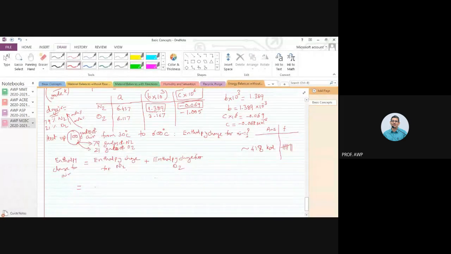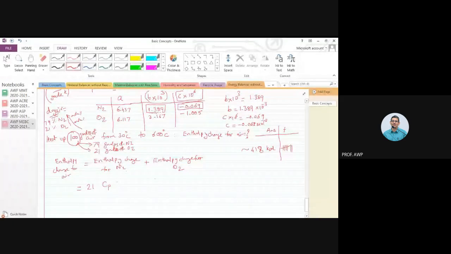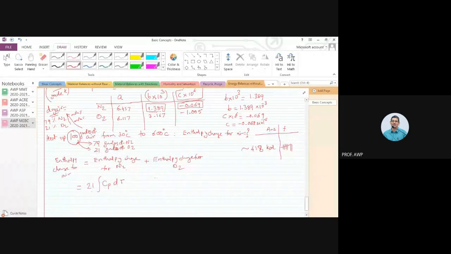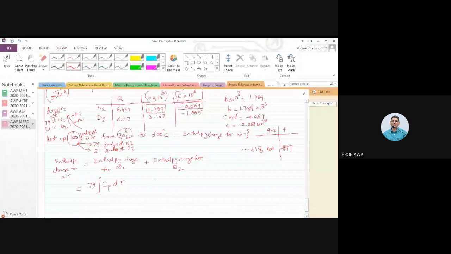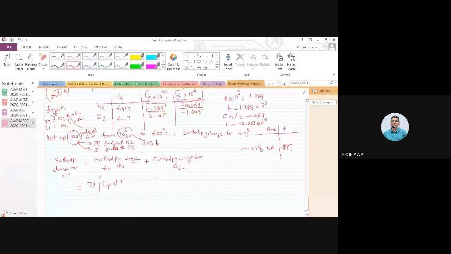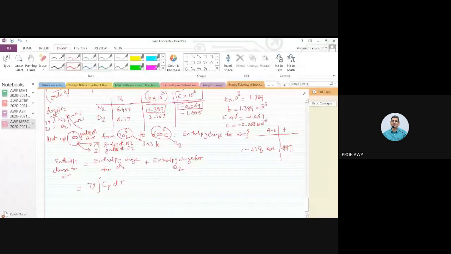Right, so enthalpy change for nitrogen would be 21 multiplied by Cp. Now Cp just happens to be a function of temperature, so we'll just have to integrate. Sorry, nitrogen: 79 into Cp into the change of temperature, and we'll integrate from 30 degrees centigrade. So 30 degrees centigrade, we are converting it to Kelvin. That would be 303 Kelvin, and 600 degrees centigrade would become 873 Kelvin, right?